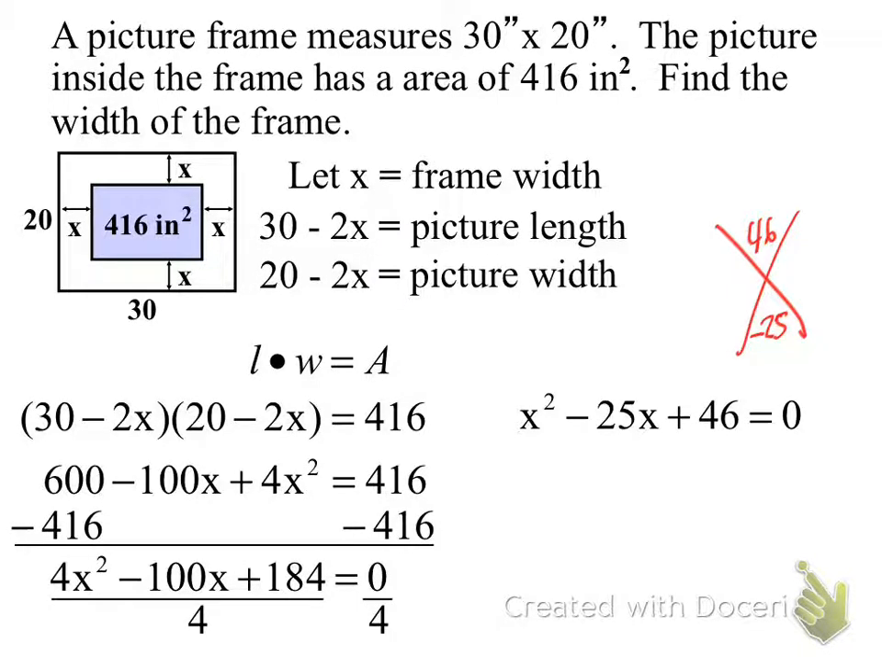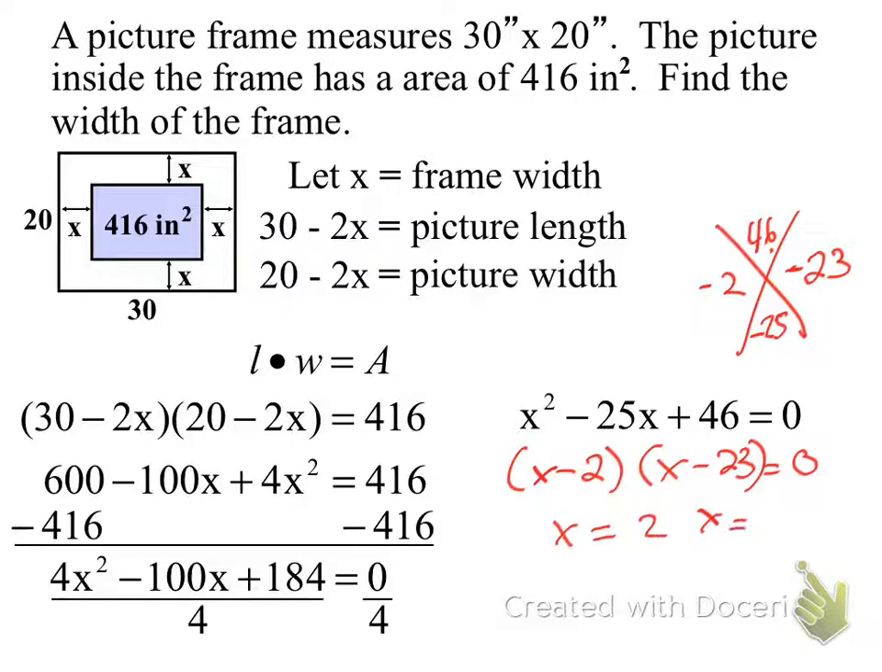Okay, what multiplies to 46 and adds to negative 25? Rand? There's only two factors there. It's an even number. Yes. 23 and 2. How about negative 23, negative 2? So x minus 2 and x minus 23 equals 0. X equals 2, x equals 23. What is the best answer? Now you're going to need some common sense here. Jesse, 2. Why do you say 2?